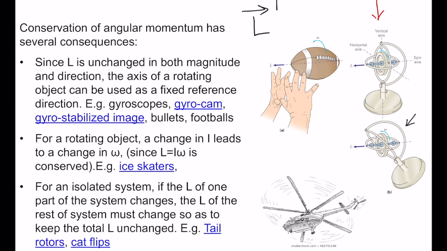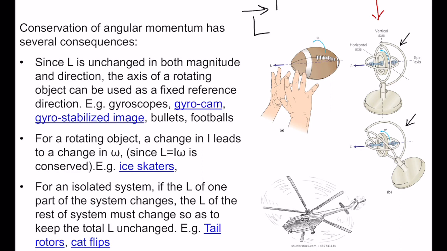So once you set this central disk to rotate, it will always keep pointing in the same direction. As you can see, it's pointing in one direction over here, and it's pointing in the same direction over here, even though the rest of the apparatus has been rotated, right? So what do you think is a use for this?